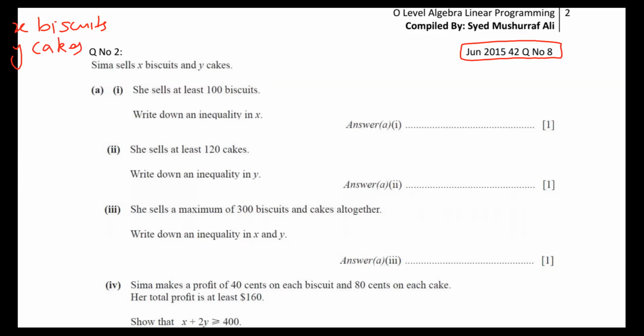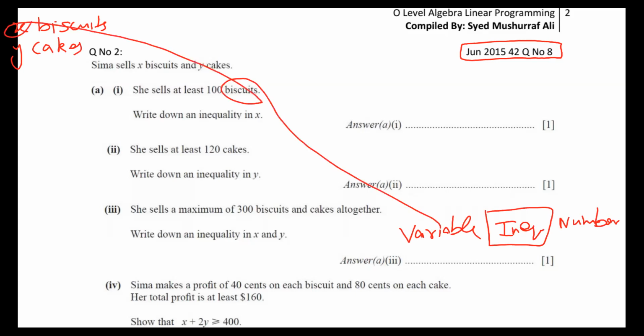100 biscuits means, and what is the technique to do it? Let's write the variable, and here write the number, and in the middle write the inequality. Inequality, how to write it, less or more or bigger, whatever you can write. So what is the variable used for biscuit? It is X. So I'm using X here for biscuits, and the number is 100. So I use 100 here.